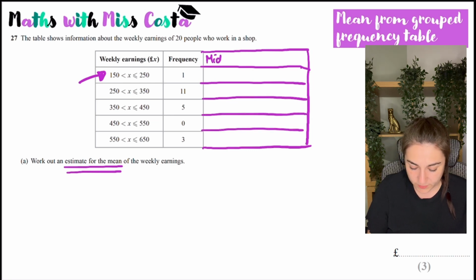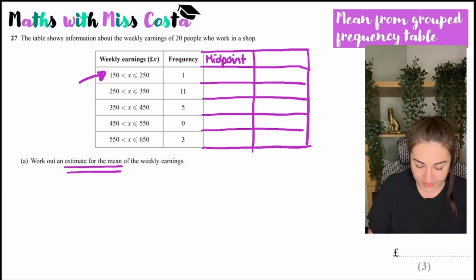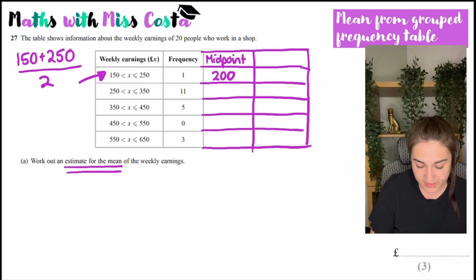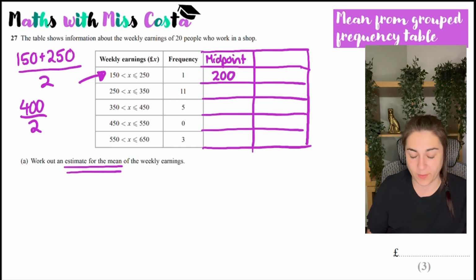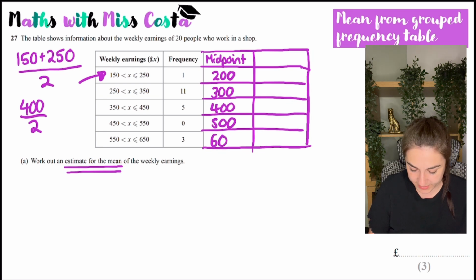So I'm just going to write a little column for the midpoint. So I want to work out halfway between 150 and 250, which is 200. If you didn't know how to work out the midpoint, you just add the two values together. So 150 plus 250, and then you divide by 2. So 150 plus 250 is 400, so that would be 400 divided by 2. So you can do it that way, or you might just be able to look at it and find the midpoint. So the midpoint here would be 300, 400, 500 and 600.